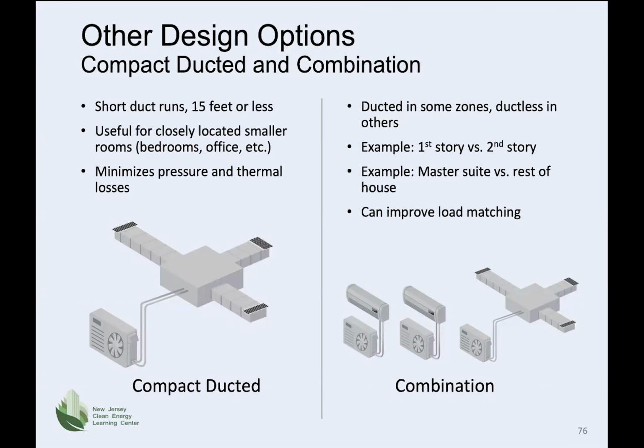And this will also minimize the pressure and thermal losses within the ducted system. Then looking at a combination here, you could have a compact ducted system that serves part of the load, and then you could have other parts of the load that are served by a couple of mini splits. An example of this would be maybe using it on the first floor. Maybe you have a couple of mini splits in key areas, and then up on the second floor, you might have a compact ducted system.